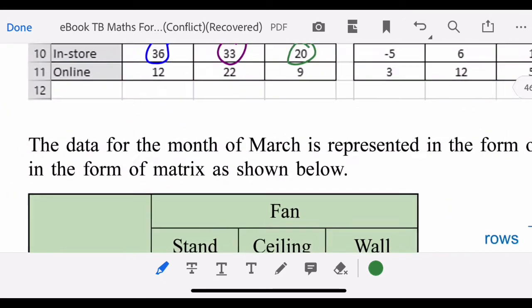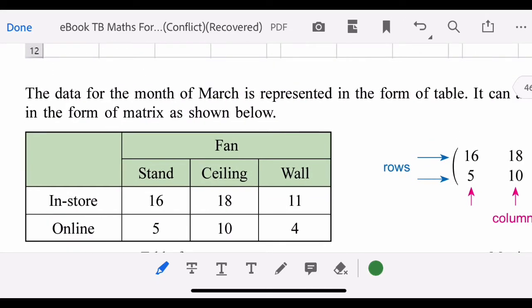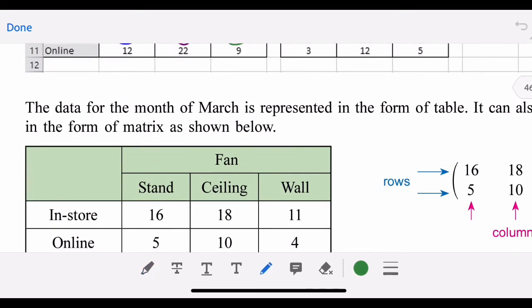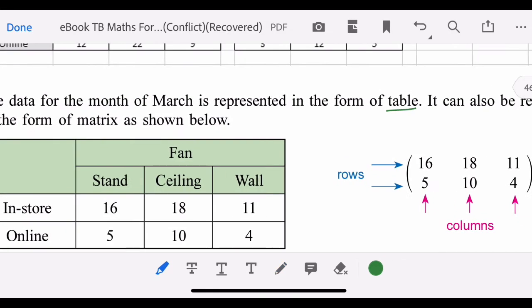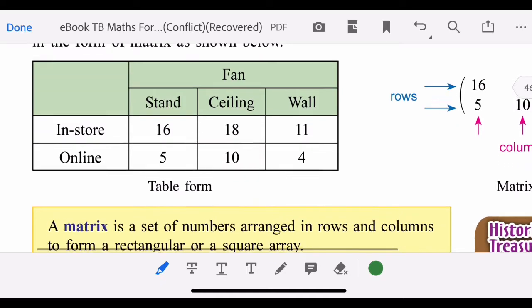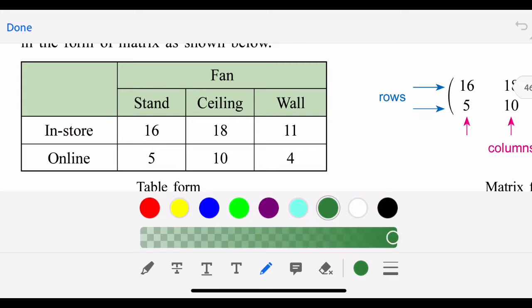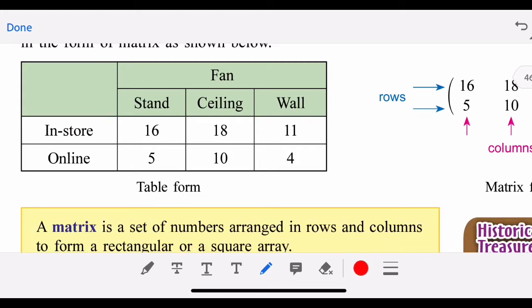So now the data of the month of March is represented in the form of a table. It's a bit tedious for us. It can also be represented in the form of a matrix, right? Now we want to convert the table into a matrix. So if you want to convert the table to a matrix, we focus on the number of rows. So this is called row 1, and this is called row 2.